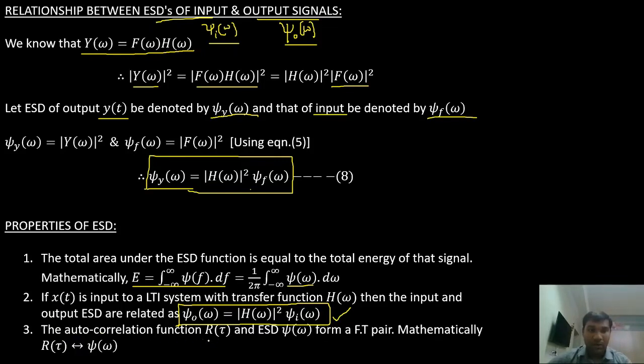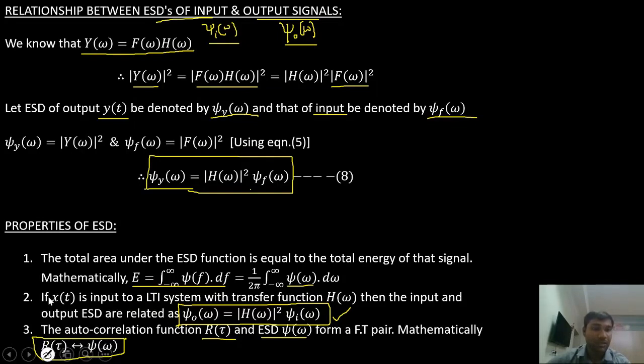The autocorrelation function, we have seen what autocorrelation is in unit 1. The autocorrelation function and the energy spectral density form a Fourier transform pair. The Fourier transform of that autocorrelation function is nothing but my energy spectral density, ESD. That is the Fourier transform pair.